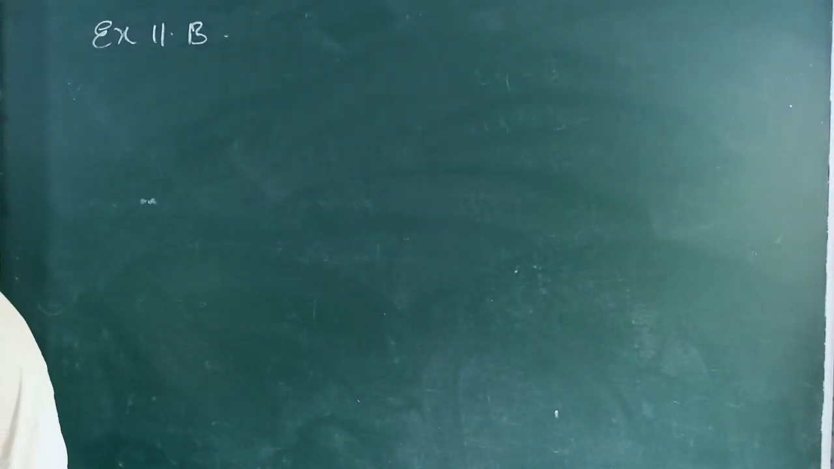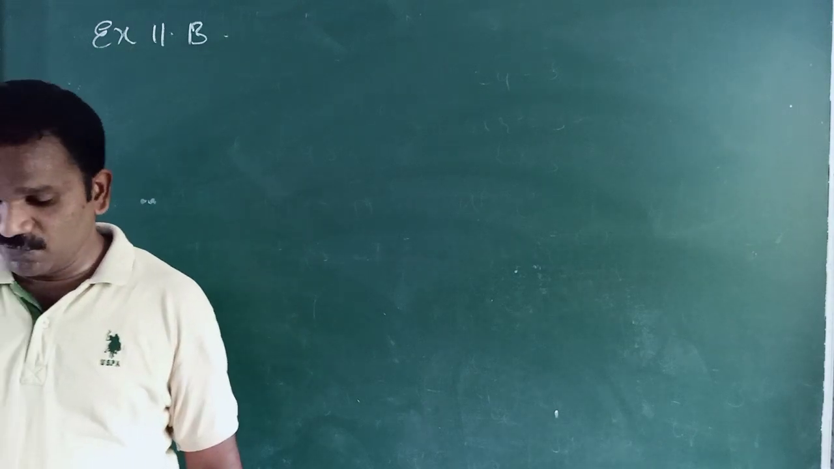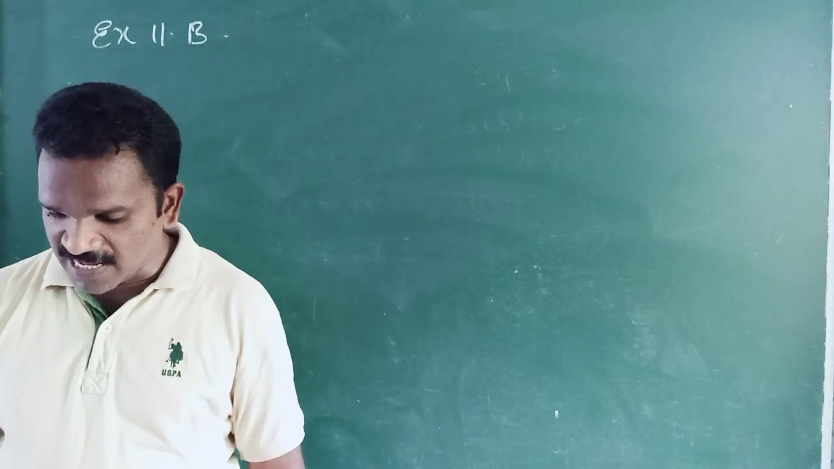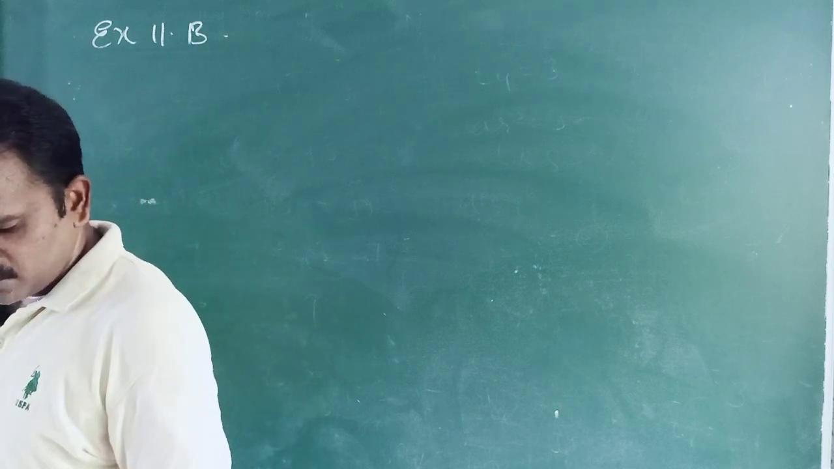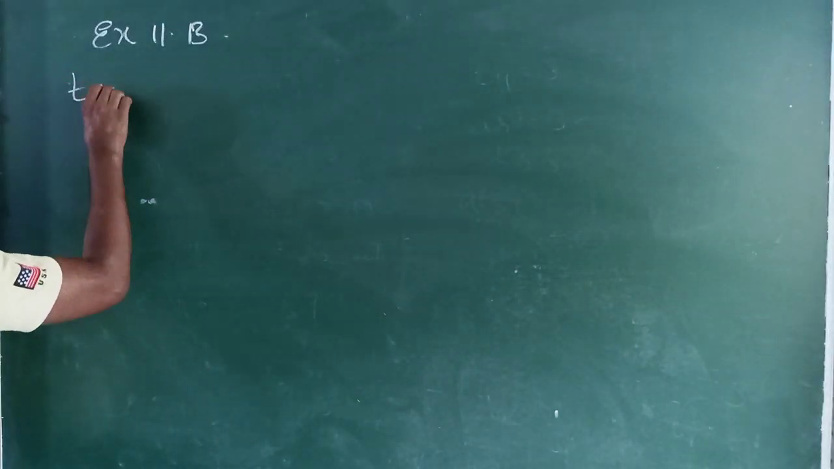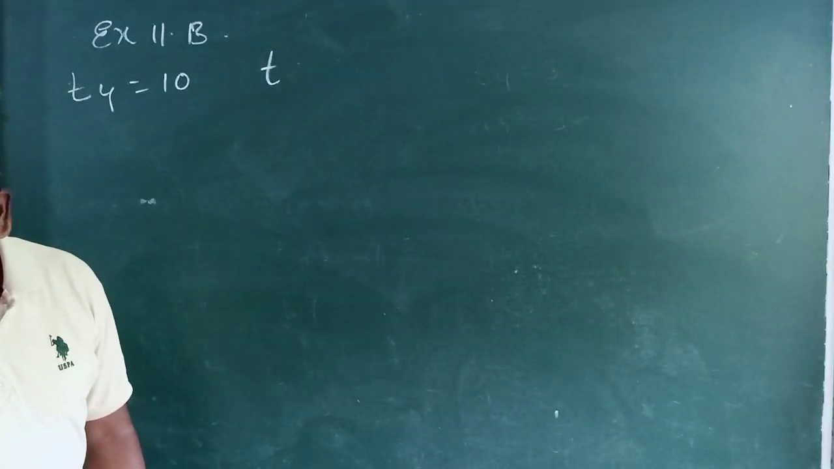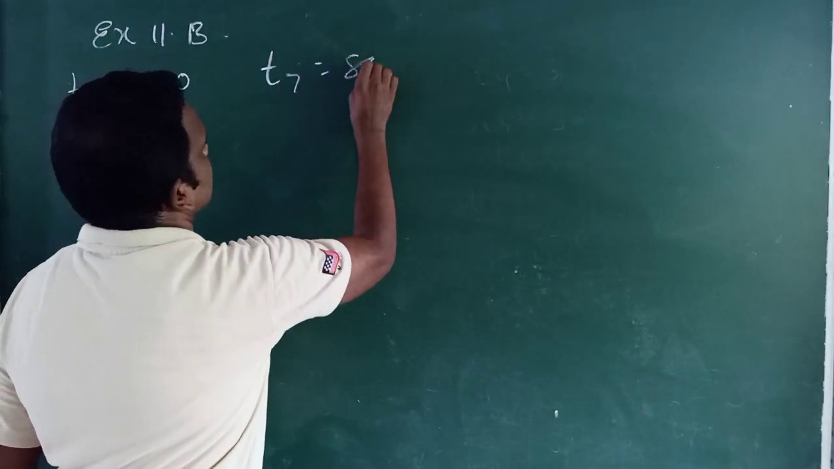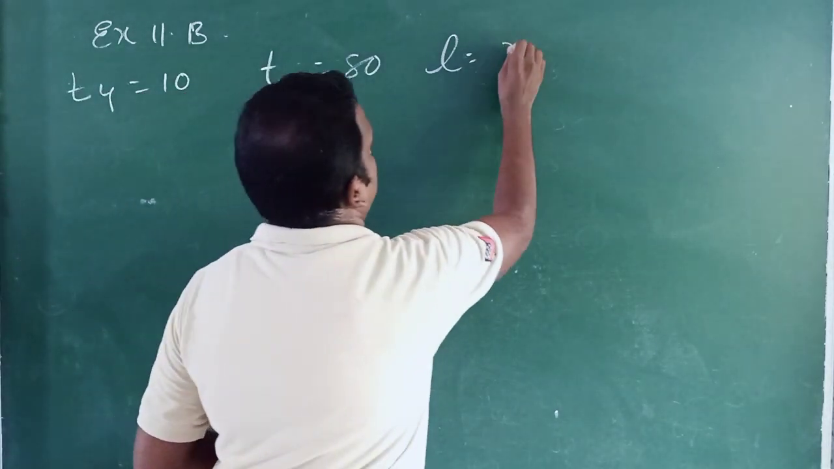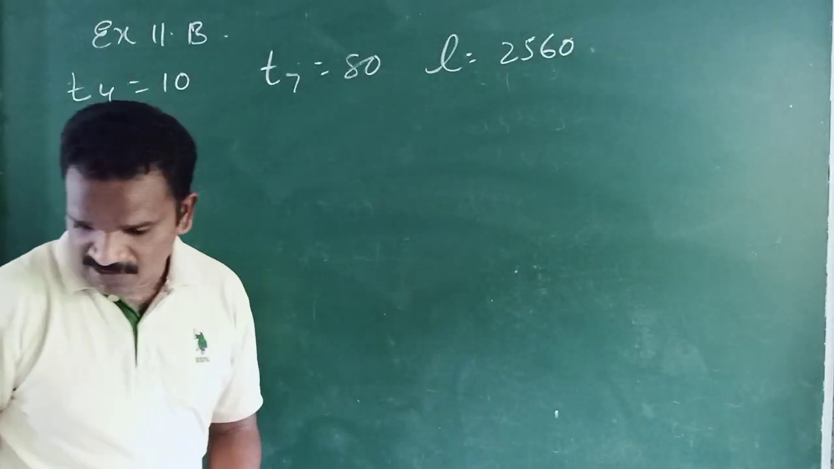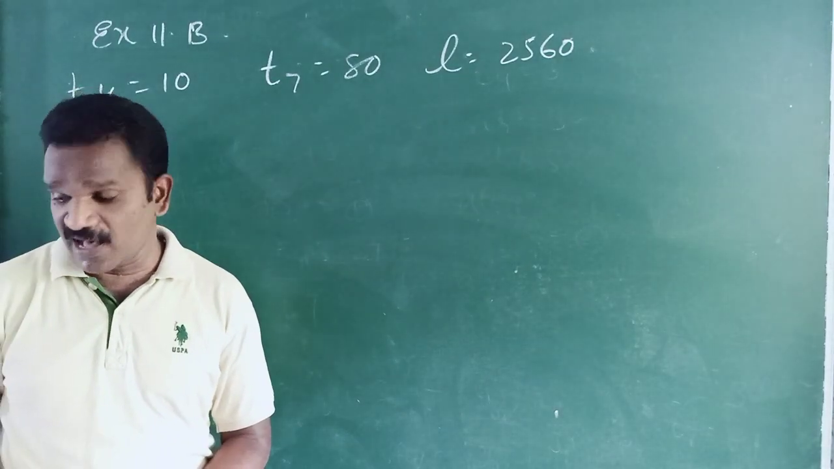Next, if you look at your eighth sum, the fourth term, seventh term, and the last term of a series are 10, 80, and 2560. Fourth term is equal to 10. Seventh term is equal to 80. Last term L is equal to 2560. Now what is the question? Find its first term, common ratio, and number of terms. A, N, R is asked.